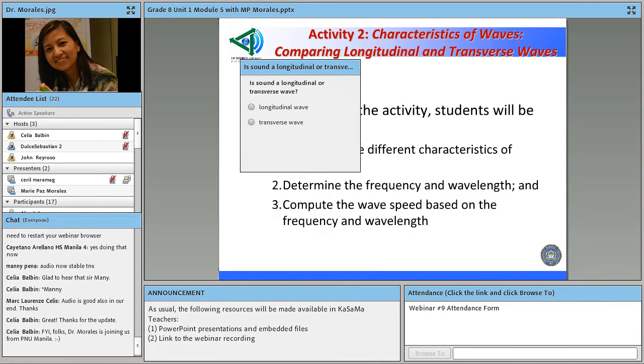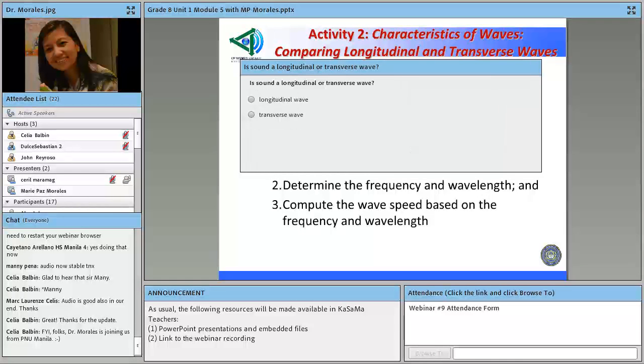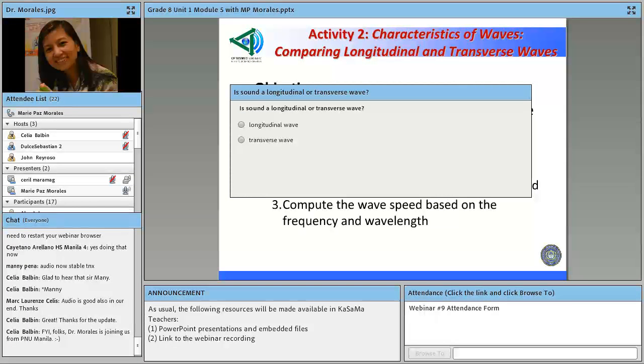Okay, so there. Is sound longitudinal or transverse? Probably you can make use of these poll questions also as your introductory question to students to determine their prior knowledge. So thank you, Ma'am Sel.